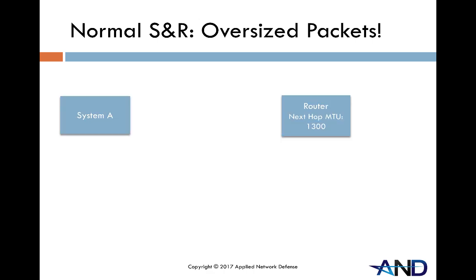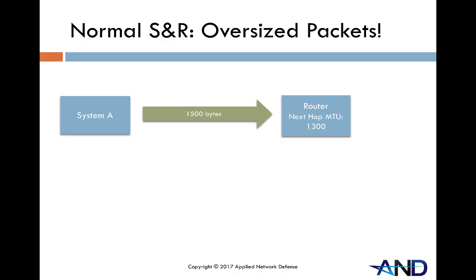In this case, let's say we have system A that wants to send to some other endpoint somewhere and has to go through a router, and that router knows that the next hop MTU, whatever the next hop along the packet's path is, is 1,300 bytes. But in our case, we want to send a 1,500 byte packet through that router.